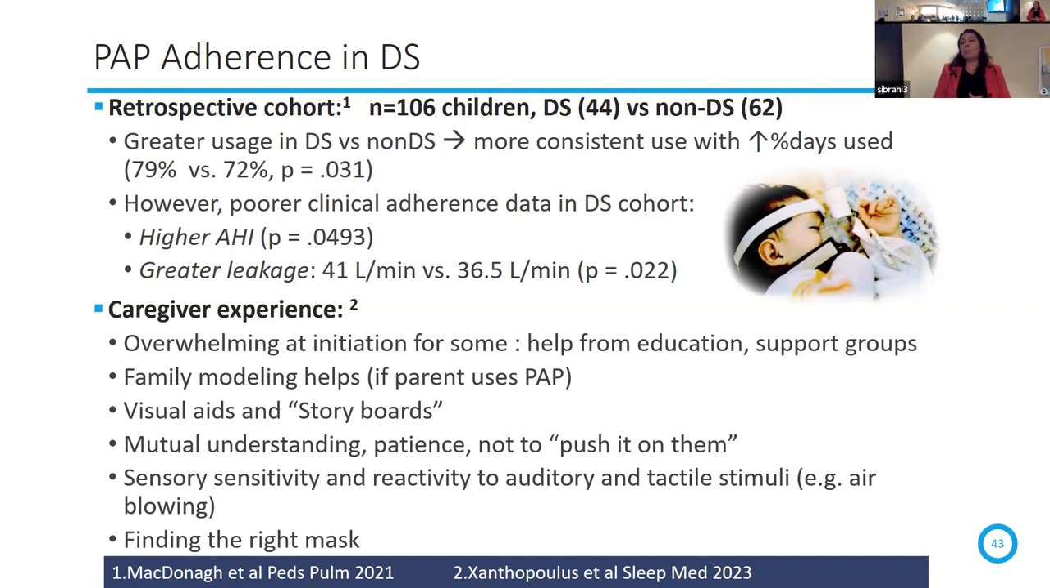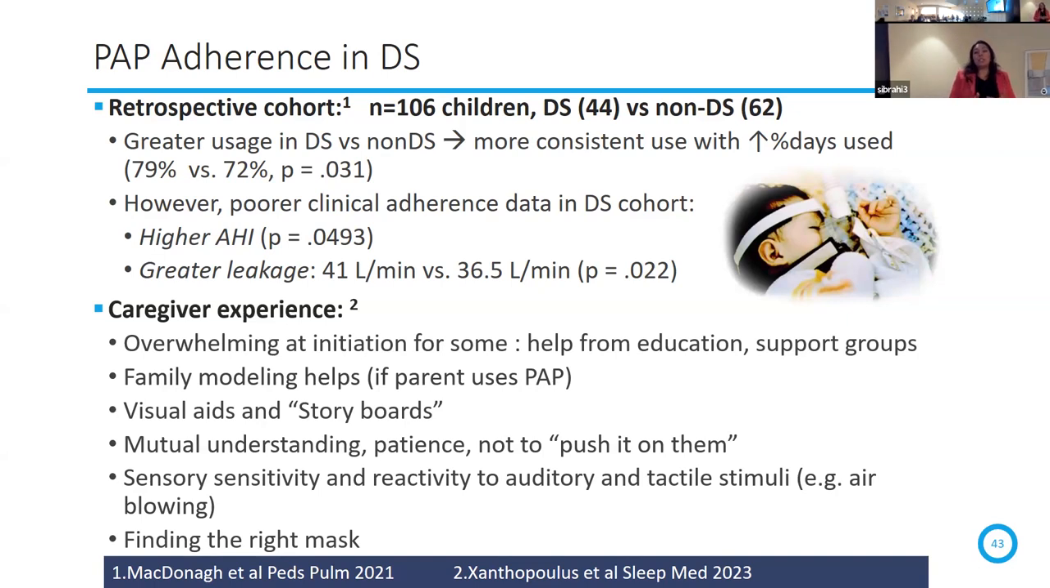And that study was right here by Dr. Carol Rosen. And visual aids and storyboards work, especially for those who have autism. And so they can look at their visual cues and say, these are kind of the steps that we do to put on your mask, you put on this, and you kind of give them those visual cues, very helpful to patients with Down syndrome and autism, which is comorbid in many of these patients.